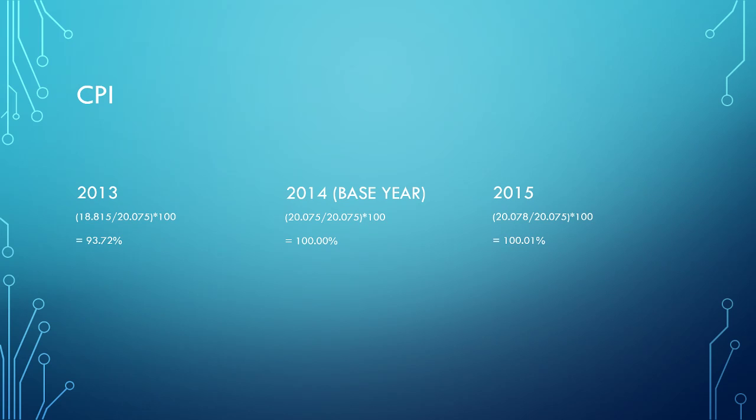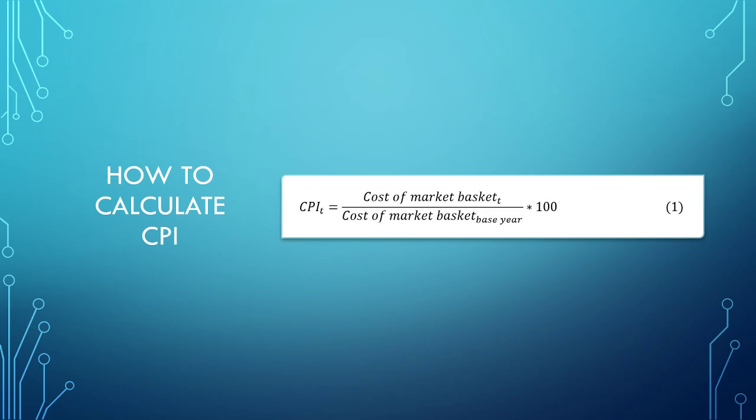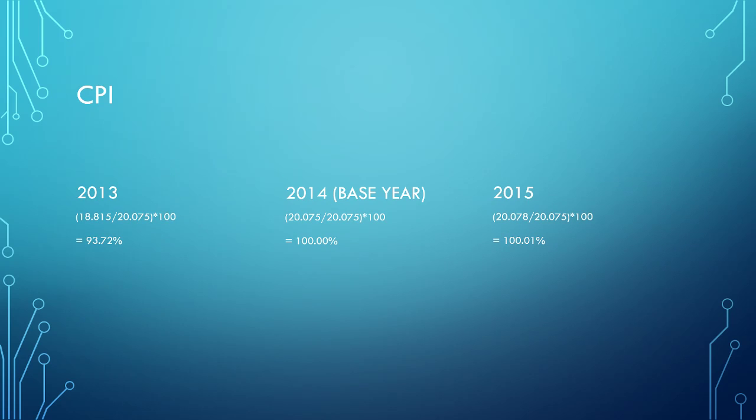So for 2014, being the base year, I was able to calculate the CPI of 2013 after adding all the values up together. We had 18.815 divided by the value of the 2014 base year, which is 20.075, and then multiplied by 100, just as the formula shows. I got 93.72 for the CPI of 2013. The base year always being 100%, pretty obvious there. And then 2015 being 100.01%.